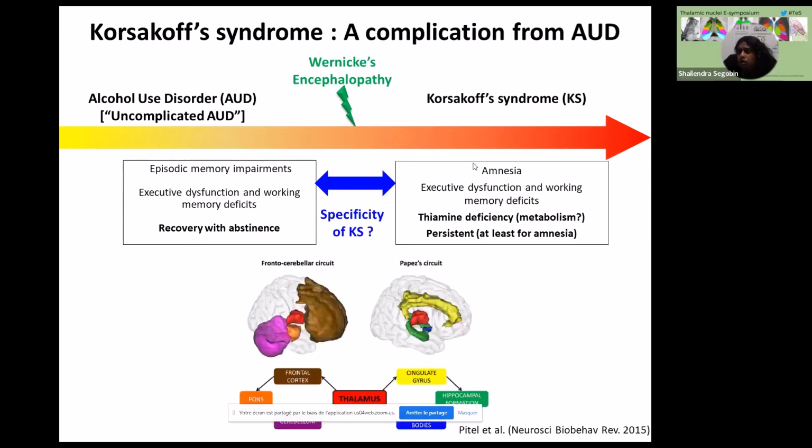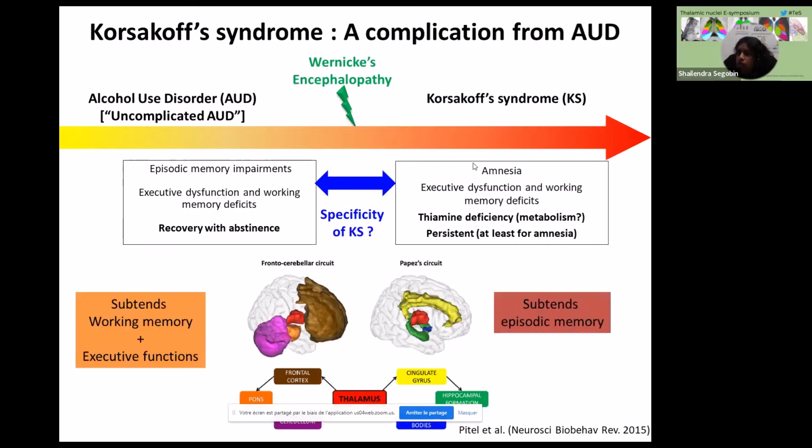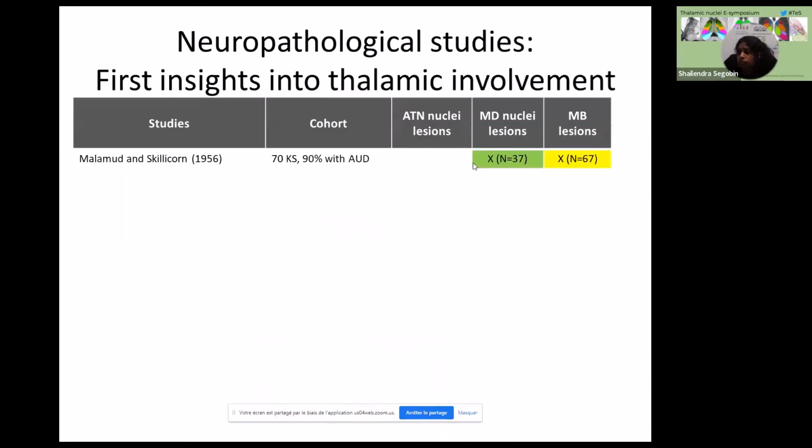Two brain circuits are principally involved in both clinical forms, which are the frontocerebellar circuit, which subtends working memory and executive functions, while the Papez circuit subtends episodic memory. The thalamus, as you can see, which we know is a relay organ consisting of several nuclei, is found in the middle and shared among both these circuits. And one would expect differential alterations to thalamic nuclei that would drive the specificity of the amnesia observed in Korsakoff patients. And the first insights of the involvement of thalamic nuclei playing a key role in amnesia of KS patients were first through postmortem studies.